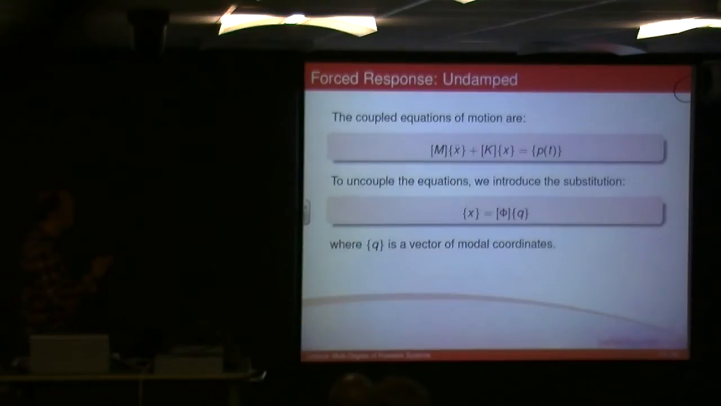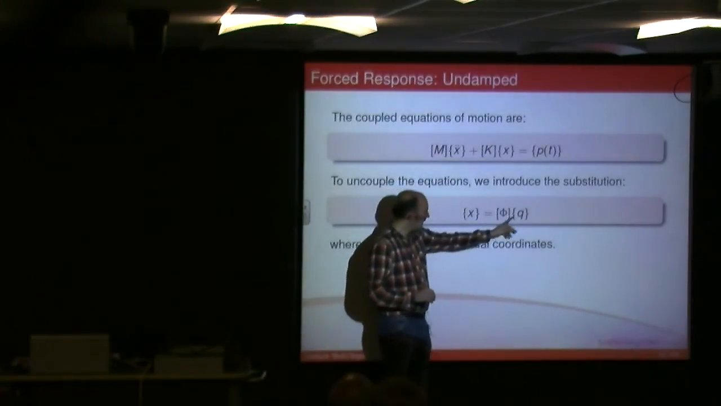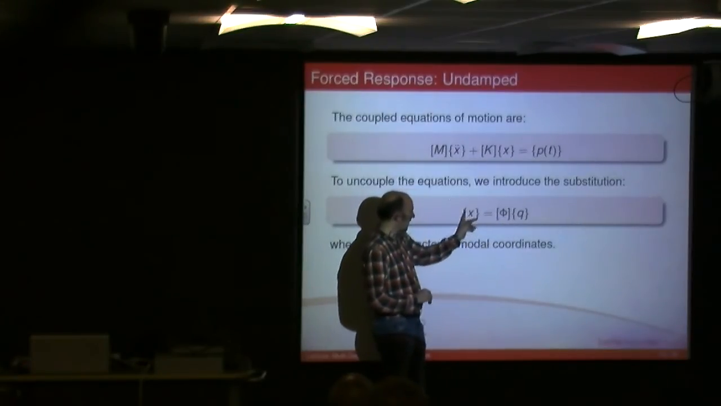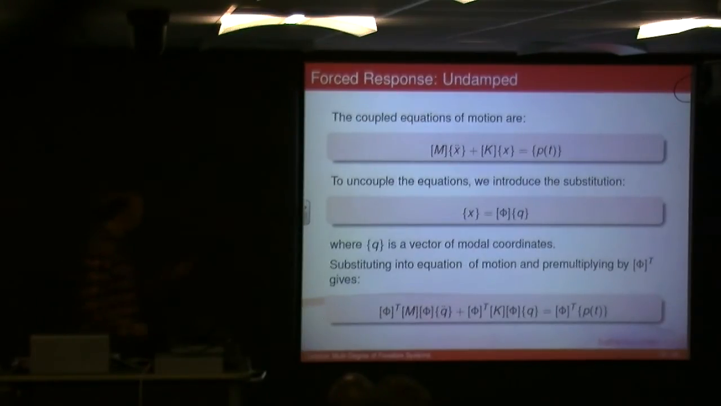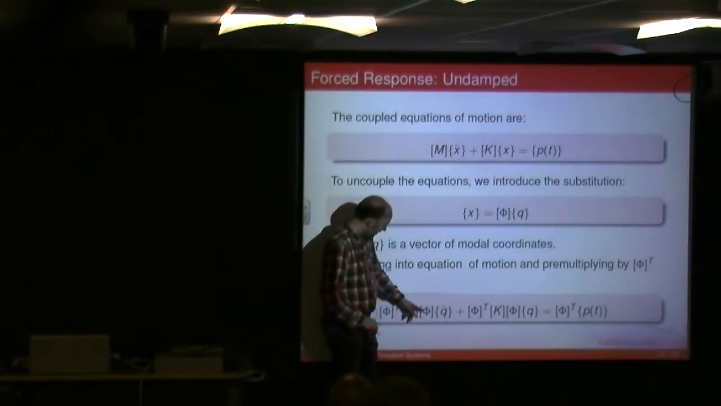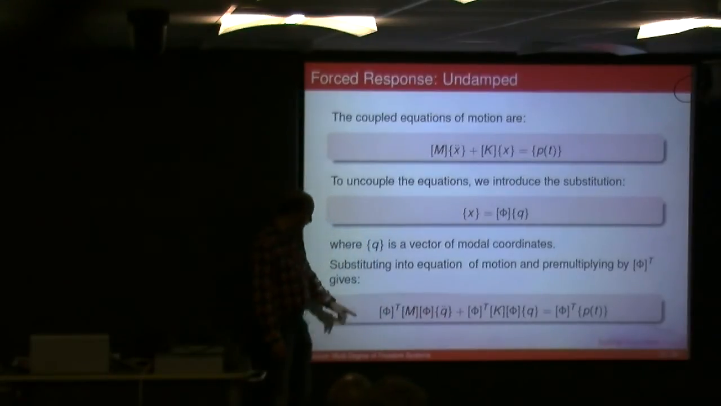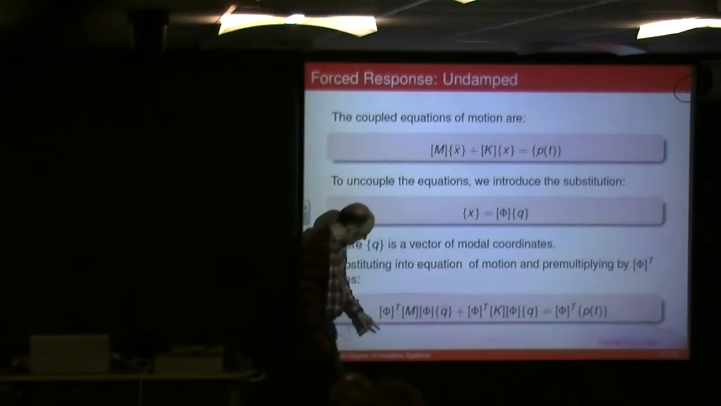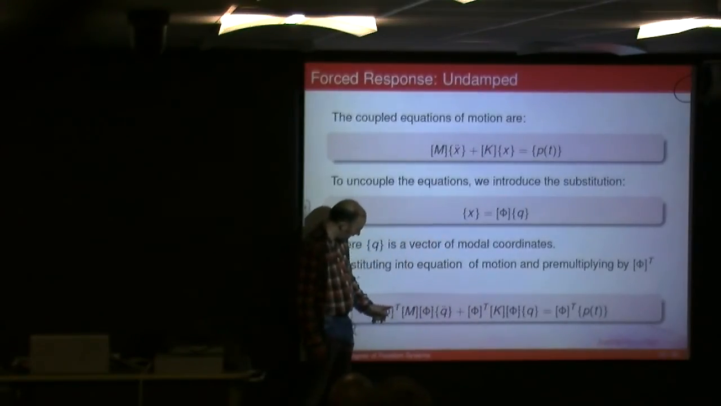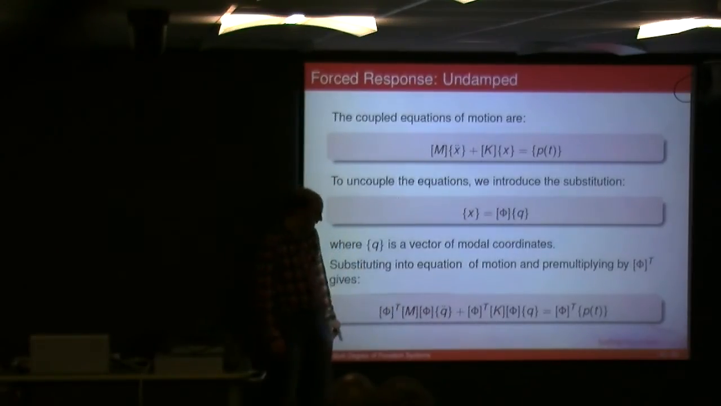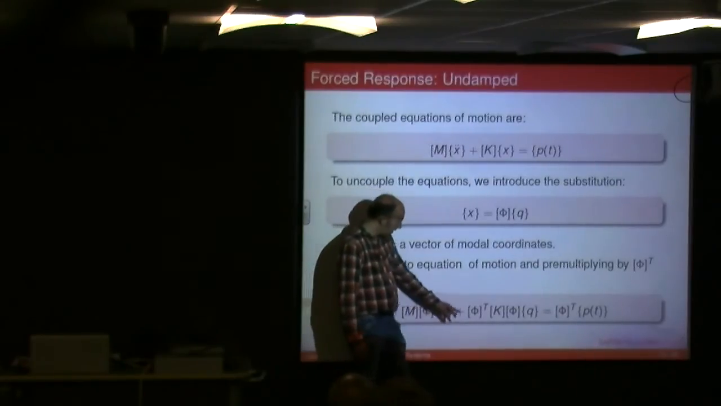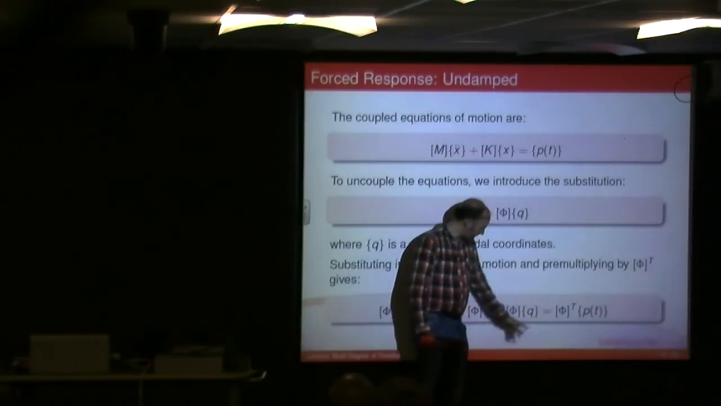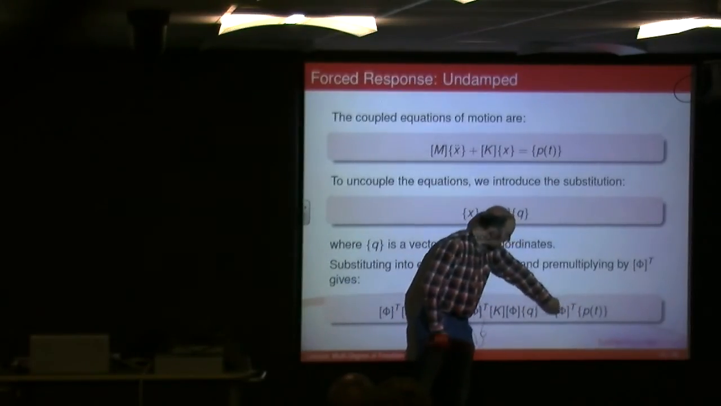To uncouple the equation, X is phi times q. So if you took x and multiplied by phi inverse, you get q, where q, like I said, is what's known as a modal coordinate. So for every time we've found x, we stick in phi times q. We've got our m matrix and our k matrix, and we've already worked out what those are. Phi transpose times m times phi is our mr term, and phi transpose times k times phi is our kr term. So we end up with mr times q double dot plus kr times q equals, since we pre-multiplied by the transpose, your forcing function multiplied by the transpose of phi.